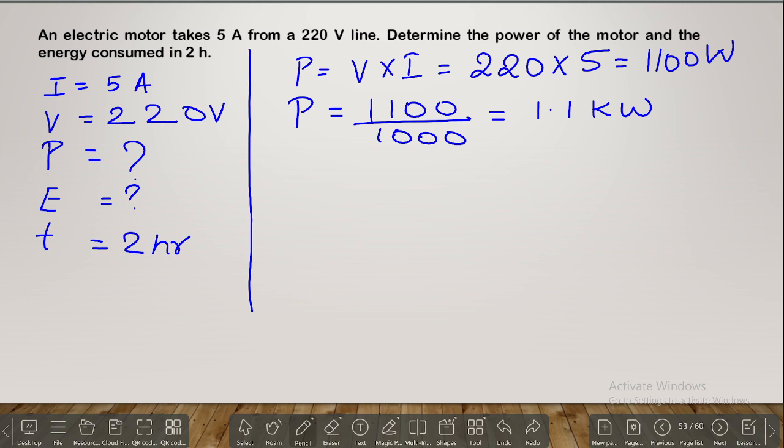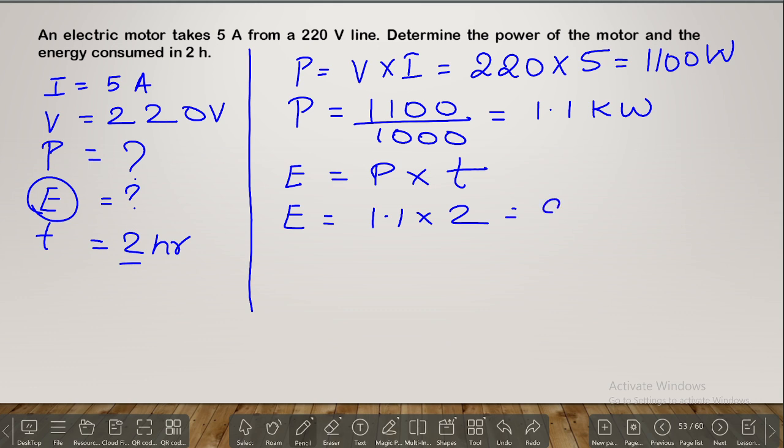Why we convert like this is because they are asking for the energy consumed, the commercial unit of energy. Energy is equal to power into time. So the energy is equal to, what is the value of power? 1.1. And what's the value of time over here? 2. 1.1 into 2 is going to be 2.2 kilowatt hour.